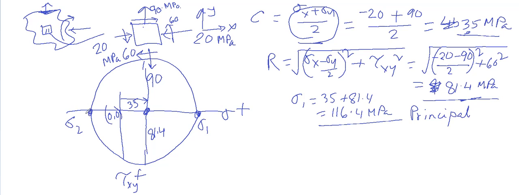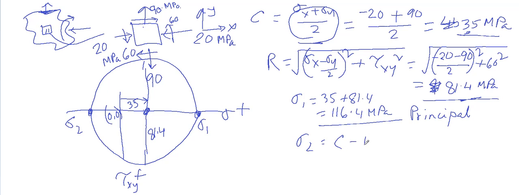What about sigma 2? How can I find it? We know from here to here is 81.4. Then if we deduct this 35, we will get this one. So this is a geometric way to find it. The arithmetic way: I know from this point, if I go 35 then minus r, I will get it. So two ways we can find it, or whatever way you prefer. Simply you need to find this distance. That is our sigma 2.